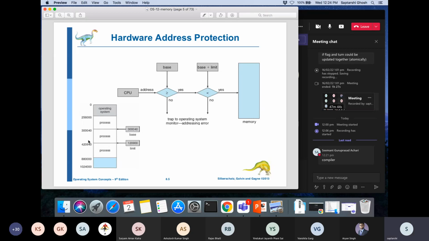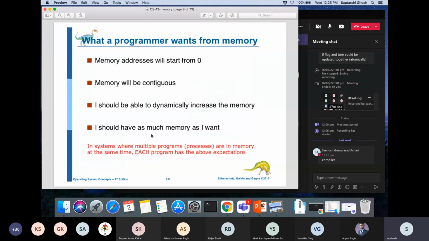So basically, when running on the CPU, this process thinks that the memory address starts from 0. But in physical memory, the address of this process actually starts from 300040. So when it generates an address 5, this should be added to this base register, and therefore the address should become 300045. That is what is being discussed here.